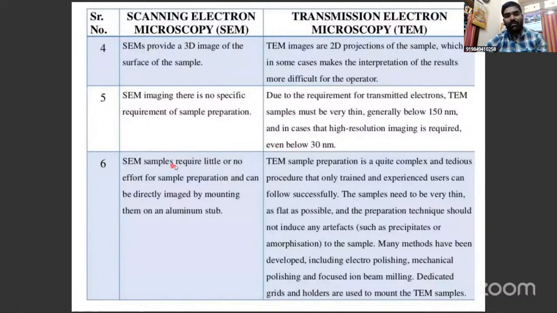Scanning electron microscope samples require little or no effort for sample preparation. They can be imaged by mounting them on an aluminum stub.